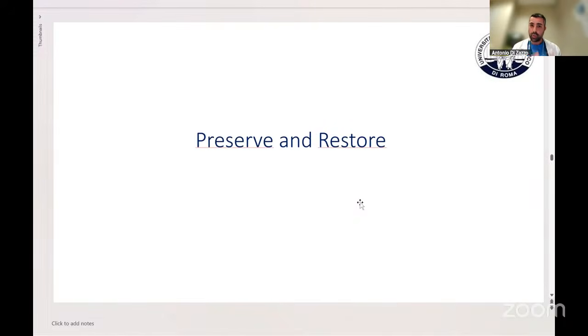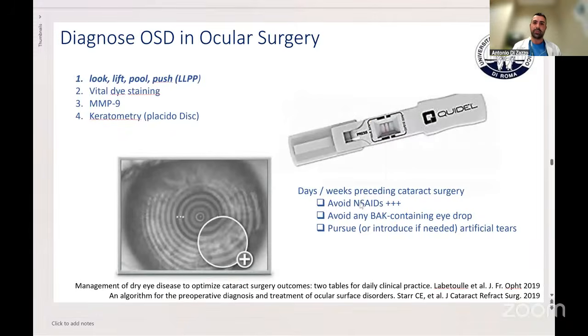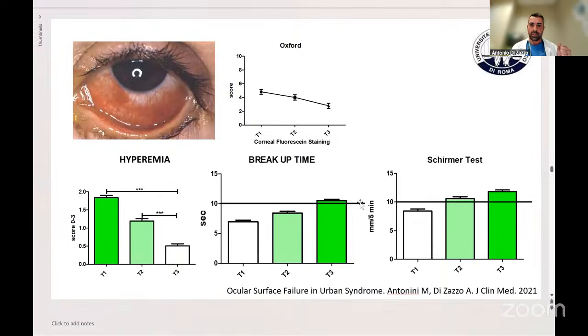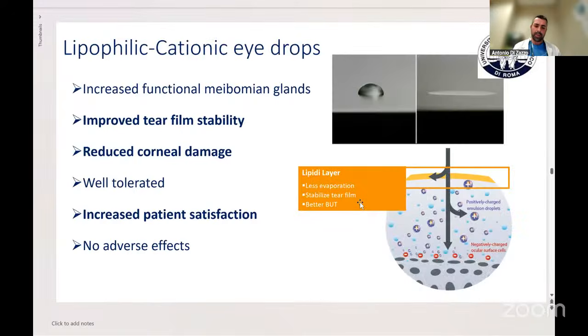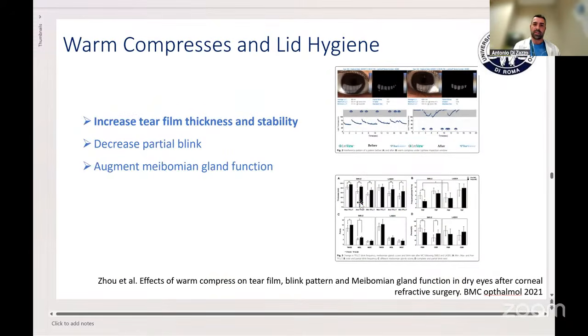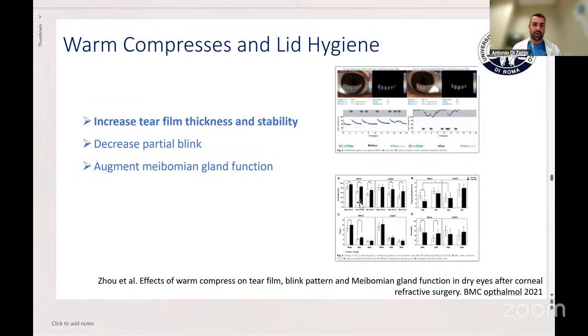Then, once you choose your technique and you find your patients, you preserve first, then treat. You need to make a very careful diagnosis, look at the patients, use vital staining, and pre-treat them with specific eye drops. So in the preoperative treatment, we suggest a cationic lipophilic eye drop to increase stability, reduce corneal damage, and increase patient satisfaction, together with warm compresses. This is cheap but at the same time effective. I suggest it to my patients 1 month before any surgery I do, mostly refractive procedures.